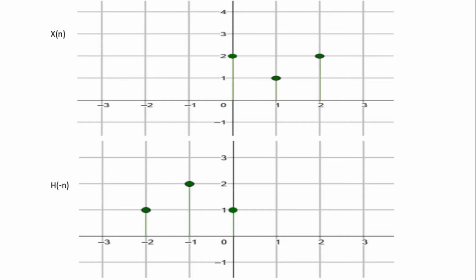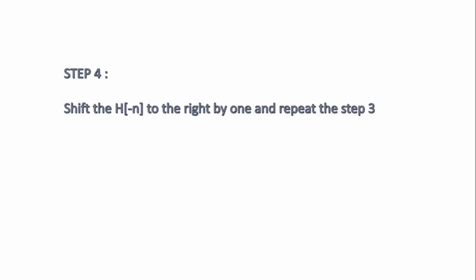As you can see here, after we have flipped the input, the terms that overlap are at the zero axis, which is 2 and 1. First, we calculate y[0]. As I said earlier, the overlap term is 2 times 1, so we get 2 for y[0]. Step 4, shift the flipped h signal to the right by 1 and then repeat step 3.